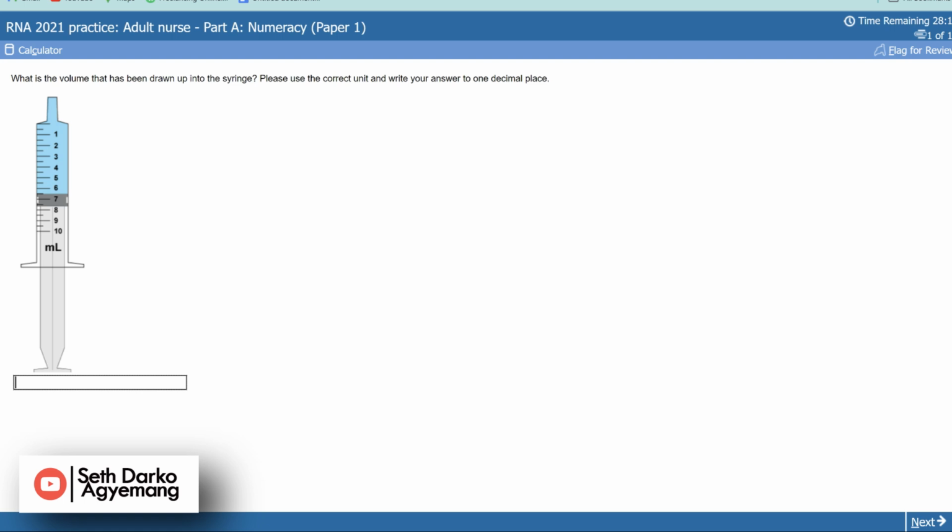I'm going to type in 6.5. Let's see if we get this correct. It says please use the correct unit and write your answer to one decimal place. So you can see that it's 6.5. This is one decimal place. And then let's add the unit, which is mL.